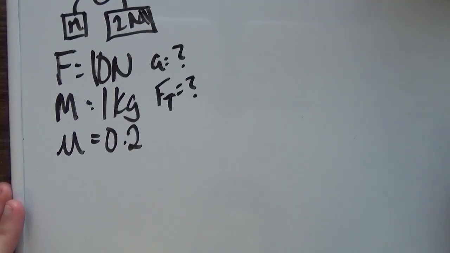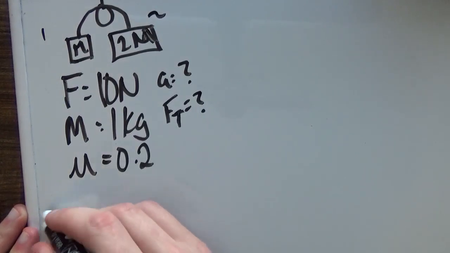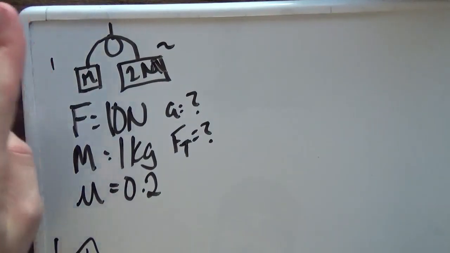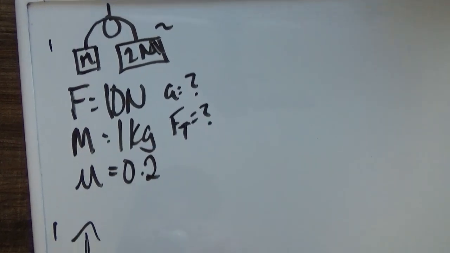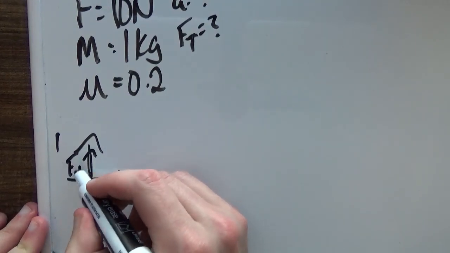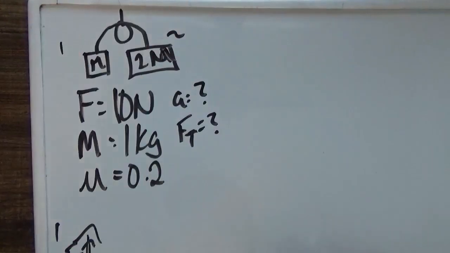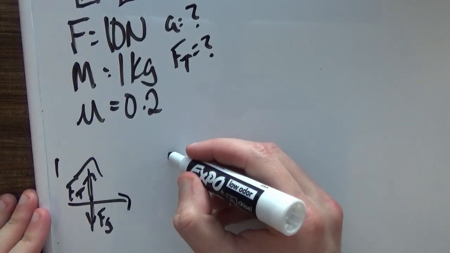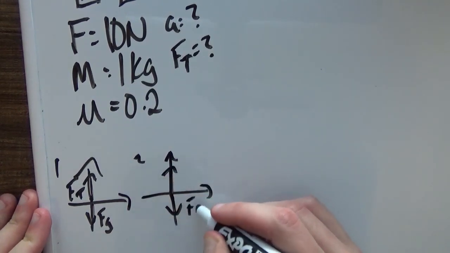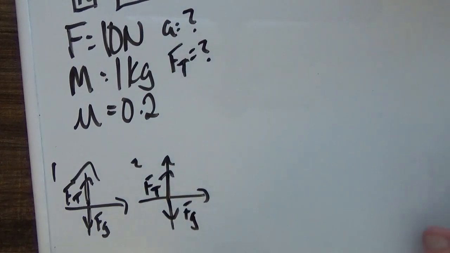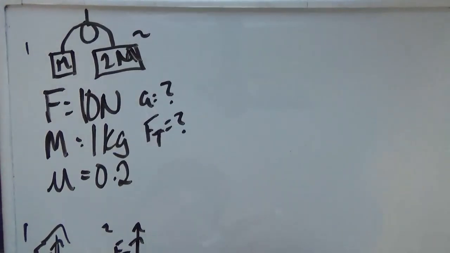First step, as usual, free body diagrams, block 1, block 2. So our free body diagram for block 1, just gravity pulling down, right, and tension pulling up. So the force of gravity acting down, the force of tension pulling up. Block 2, same thing, right, just gravity pulling down, tension pulling up. Great. Step 1 was the free body diagram.